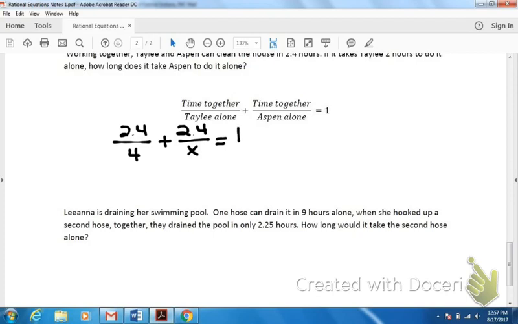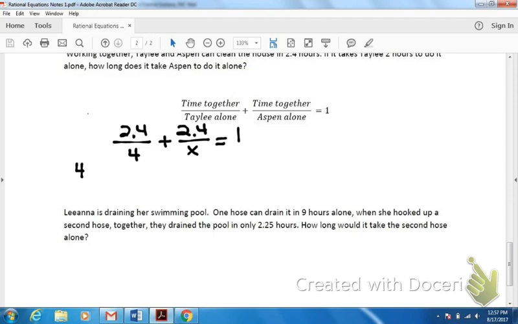So what do we need to multiply by? What's our lowest common denominator? 4, and we need to get rid of the 4 and the x, right? So we need to multiply everything by 4x. That's your LCD.